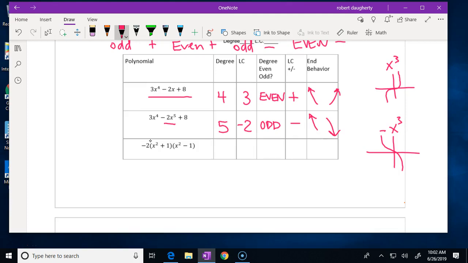Now look at the next one. What is the degree? So I've got an x squared term from this first parentheses and an x squared. When I multiply those, that's going to give me an x to the 4th. This is 4th degree. My leading coefficient, I've got a -2. Coefficient of that x squared is 1. When I multiply all those together, I get a -2. So this is an even degree with a negative coefficient. If it's even degree with a negative coefficient, we know that it goes down on both ends.